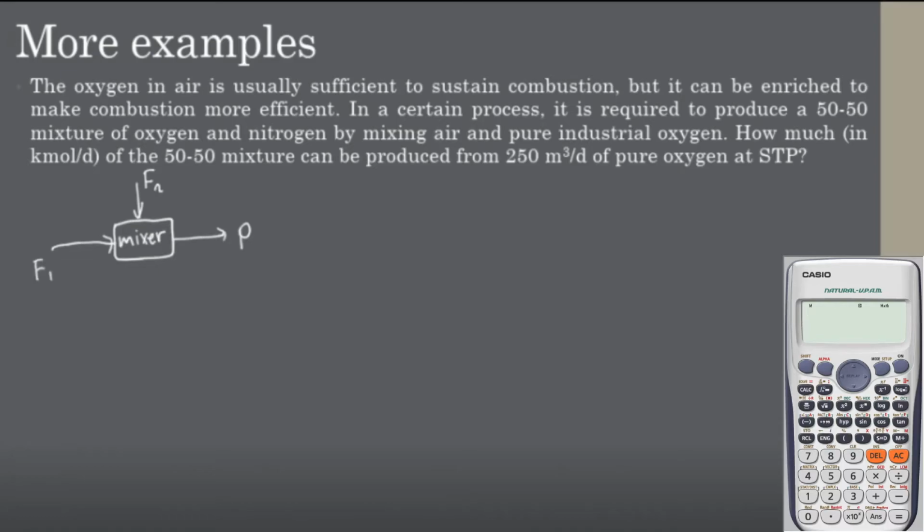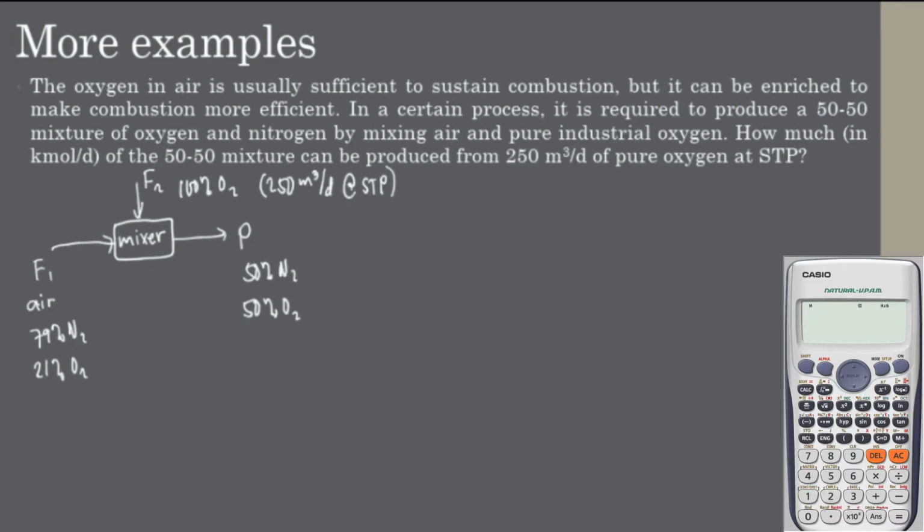I will call stream F1 our air stream, and air typically contains 79% nitrogen gas and 21% oxygen gas. Stream F2 is our pure oxygen stream. This is 100% oxygen. And our product stream is what we want to achieve. We want to produce a 50-50 mixture of oxygen and nitrogen, that is 50% nitrogen and 50% oxygen. Another given in this problem is we want to use 250 cubic meters per day of pure oxygen at STP. So in our F2, we have here 250 cubic meters per day at STP.